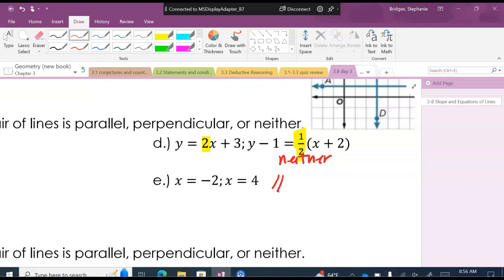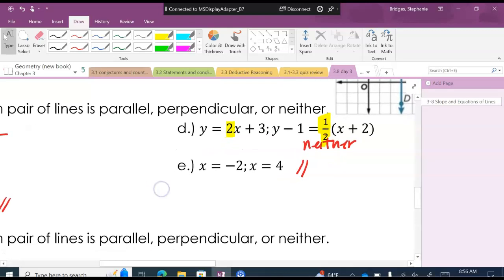Anybody have any questions? Yes. What? Because if you have the equation x equals -2, that's a vertical line going through -2 on the x-axis. And then if you have x equals 4, that's a vertical line going through 4. And since they're both straight up and down, they're parallel. Make sense? Okay. All right.